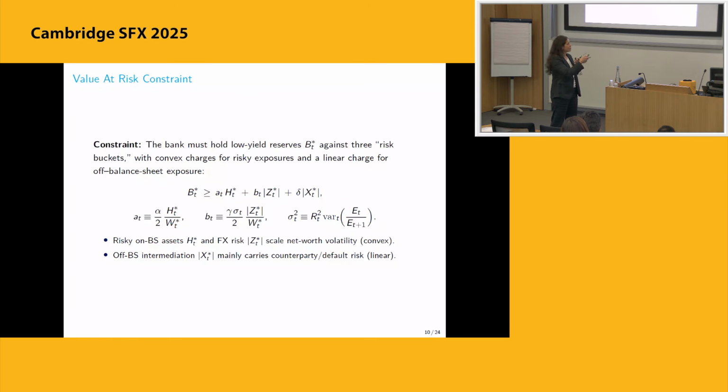This bank faces a constraint, so they have to fund themselves. So B is just the reserves that they have. There are 2 risky assets, so there's the dollar risky assets, which are H, and then the Z are the local currency assets, which introduce currency risk. They're going to be convex, okay? So if you look at the loadings, A and B, they're going to introduce convex risk into this thing. And then the last term is just what they call default risk. So that's going to be linear.